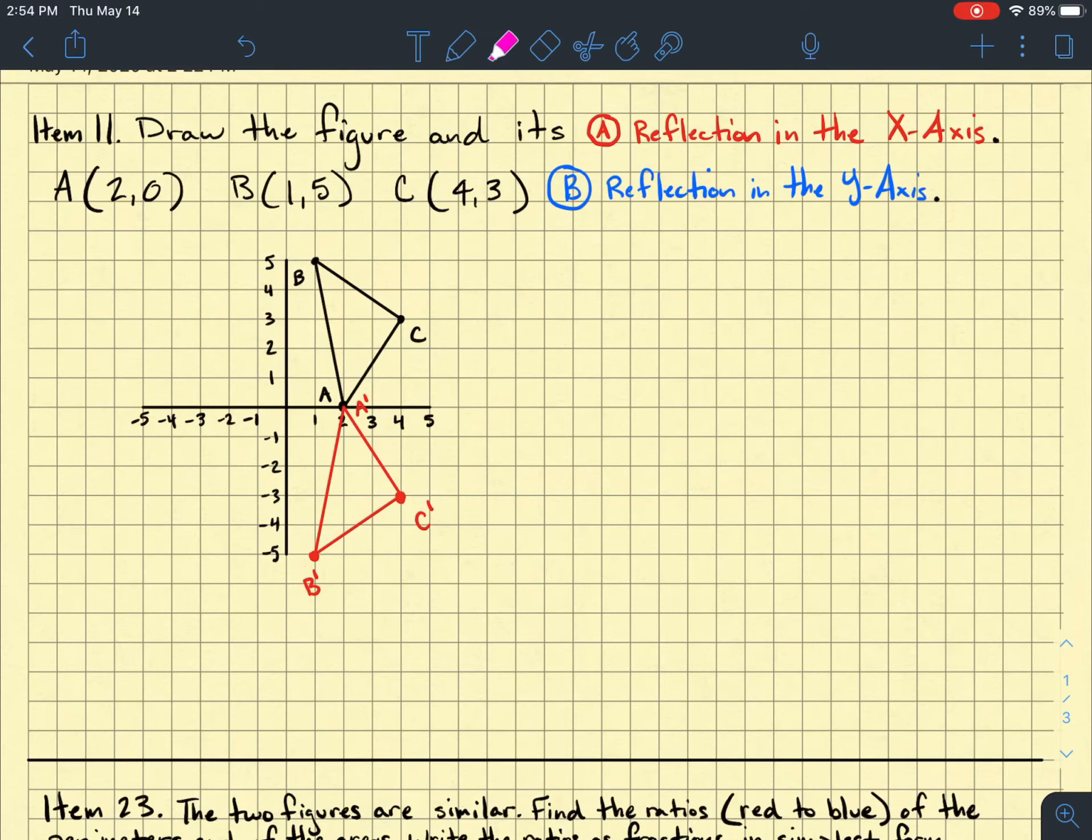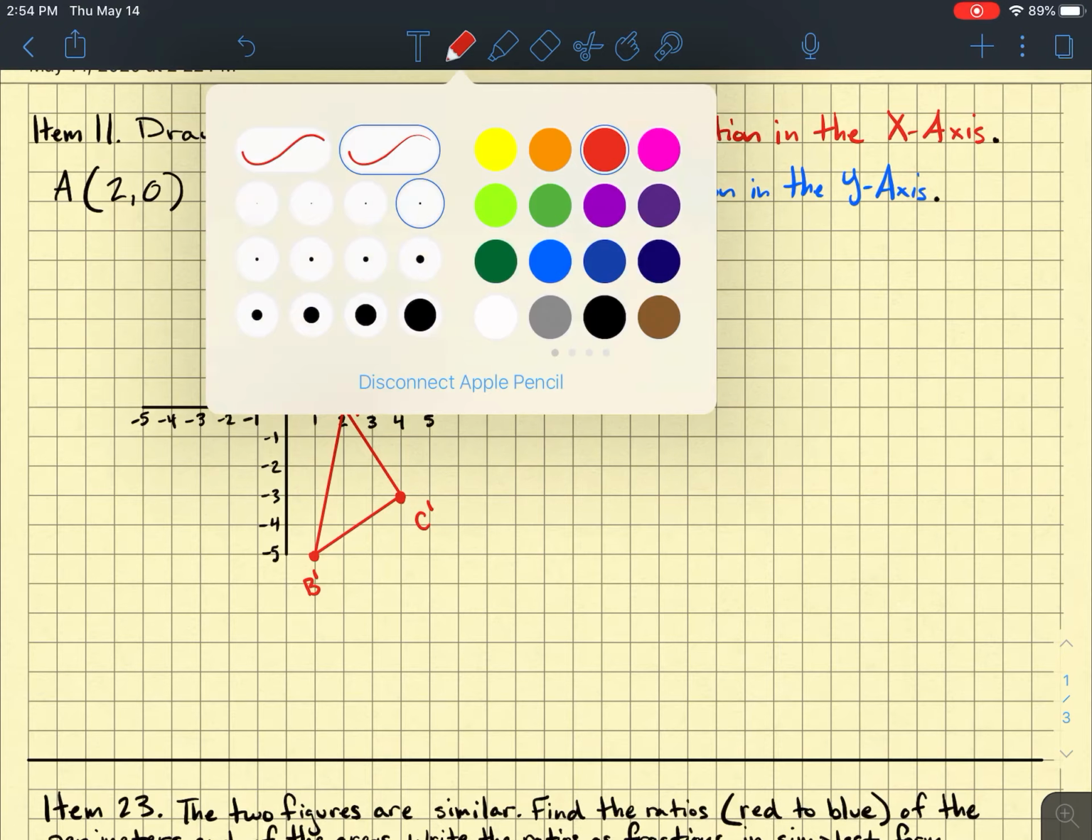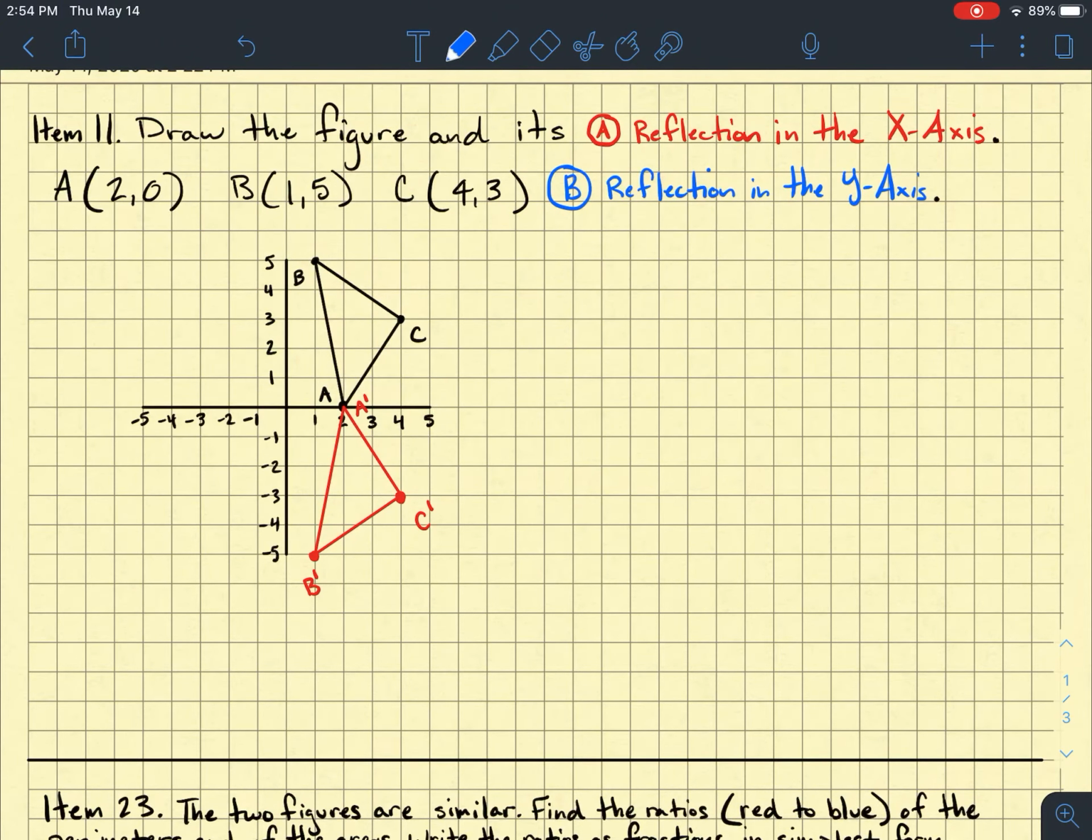So that's how you would reflect it in the x. Now we're going to do a reflection in the y. We're just going to take these points and shift them over in this direction because we are reflecting it over the y-axis. Remember, the B is now going to stay along this horizontal line. The C is going to stay along this horizontal line, and the A will stay along this horizontal line as well. So let's count the distances that those points are away from the y-axis.